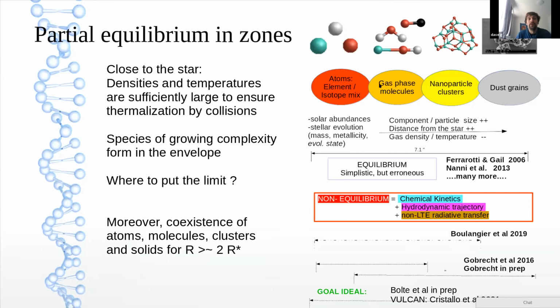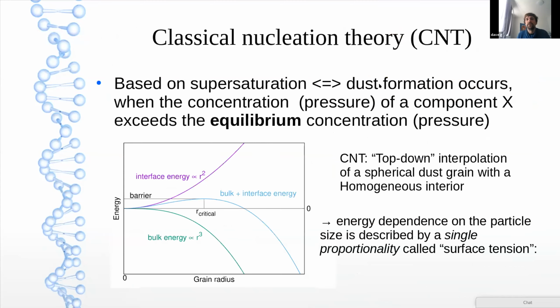On one hand, we could use classical nucleation theory, but classical nucleation theory uses as a basic principle supersaturation. That means that dust formation or condensation can only occur when the concentration or the pressure of a dust forming component exceeds the equilibrium pressure. And already you see here, equilibrium is named. So it's not one of my favorite theories. So what is classical nucleation theory, or CNT, about?